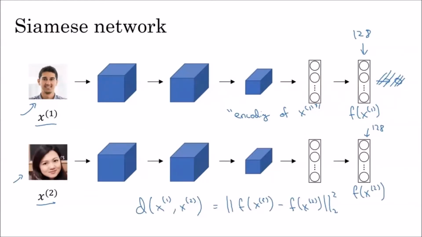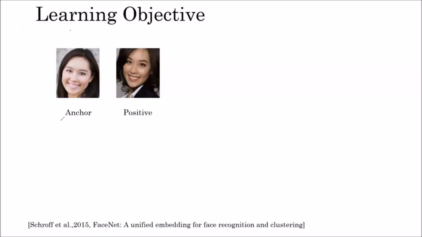With this similarity function, we are finding the difference between the encoded values for the first image and the second image. If this difference is small, then we say x1 and x2 are the same images, belonging to the same person. If the degree of similarity is very large, this indicates that these two images don't belong to the same person.